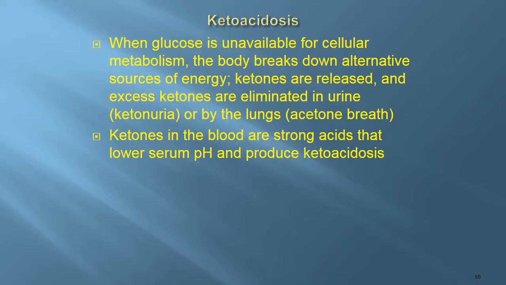Ketoacidosis. When glucose is unavailable for cellular metabolism, the body breaks down alternative sources of energy. Ketones are released and excess ketones are eliminated in the urine, termed ketonuria, or by the lungs, acetone breath. Ketones in the blood are strong acids that lower the serum pH and produce ketoacidosis.